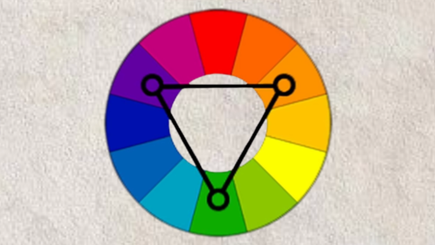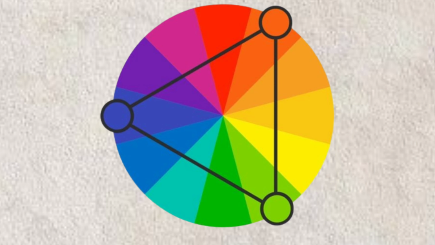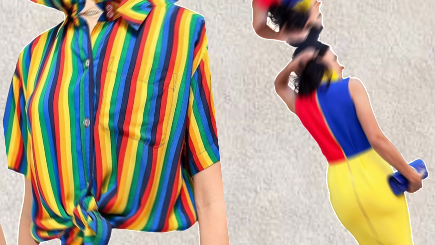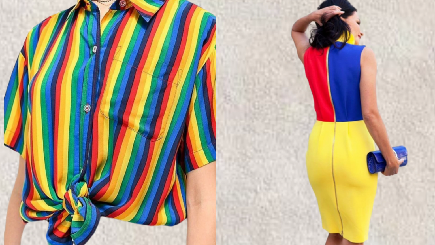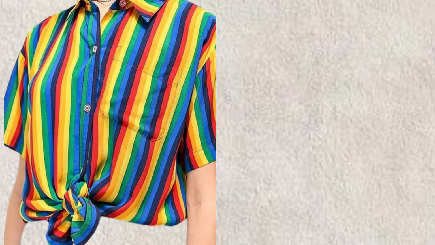The next point is triadic color. Triadic colors are spaced equally apart on the color wheel, being at equal distance from each other. These colors balance each other to create harmony. So when you wear them, it gives this harmonization when paired together in fabric. Examples are red, yellow, and blue, or orange, purple, and green.